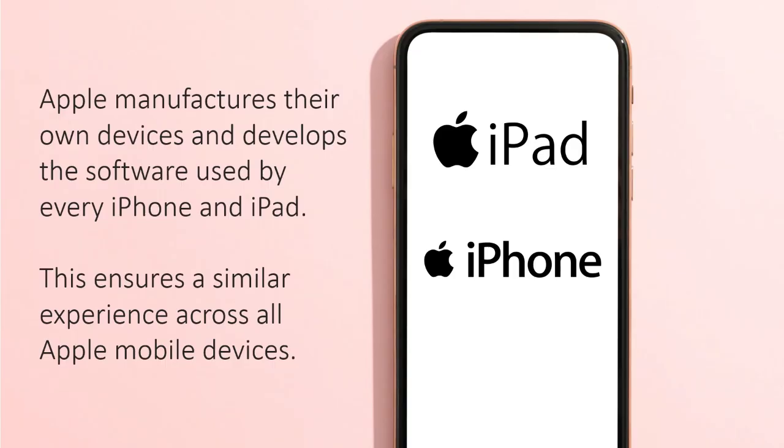They manufacture their own devices and they develop the software that's used by every iPhone and iPad. This ensures that when you use an iPhone or an iPad from different generations, whether newer or older, they are very similar to one another. So over time, users become familiar with them because they remain the same over longer periods of time. Not only that, but when they use somebody else's iPhone or iPad, it's a very similar experience and they feel really familiar with that device.